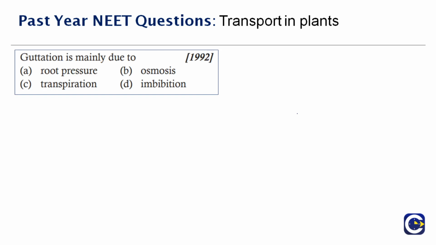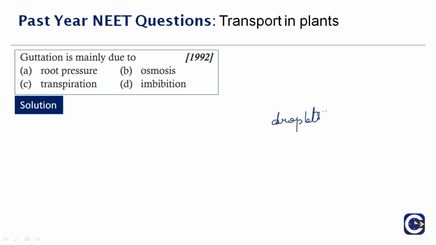Okay, next, guttation is mainly due to root pressure. I think this is an easy question for you because we already saw it in the early slide. What is guttation now? Loss of water from the margins of the leaves is called guttation, which is expelled in the form of droplets. We all know that, right?